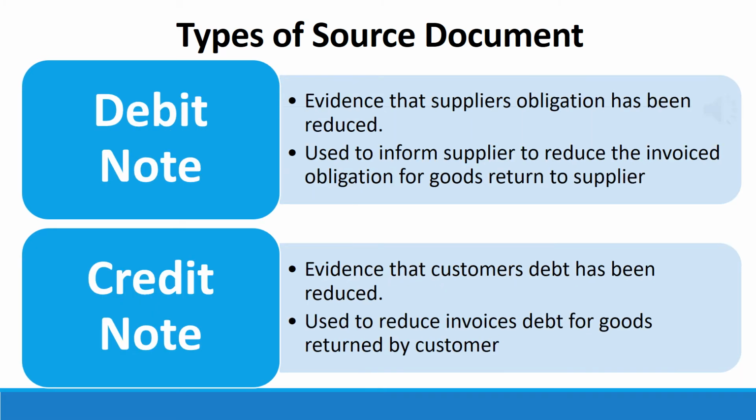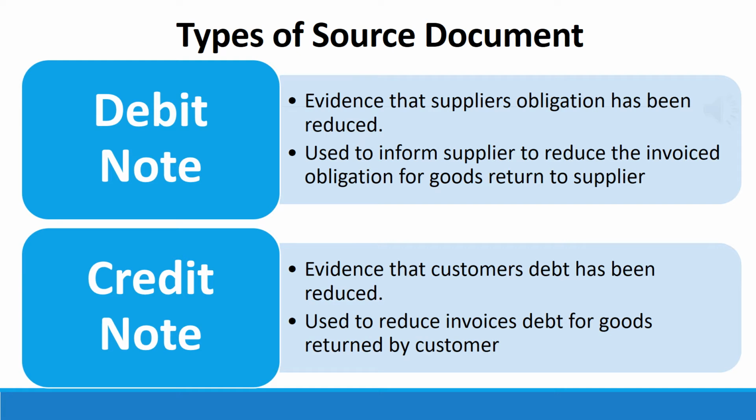A debit note is evidence that supplier's obligation has been reduced. In case an entity realizes that the supplier's obligation is overstated, for instance, as a result of an invoice received from the supplier for an amount that is not received, the entity issues a debit note to the supplier to inform them that they have reduced the invoice.